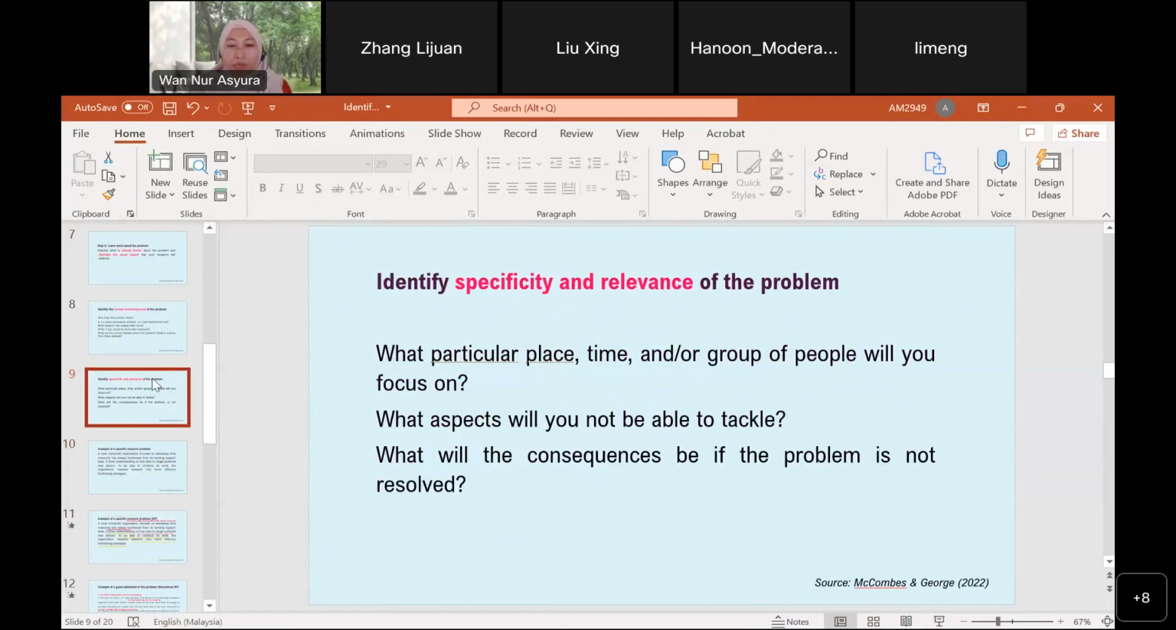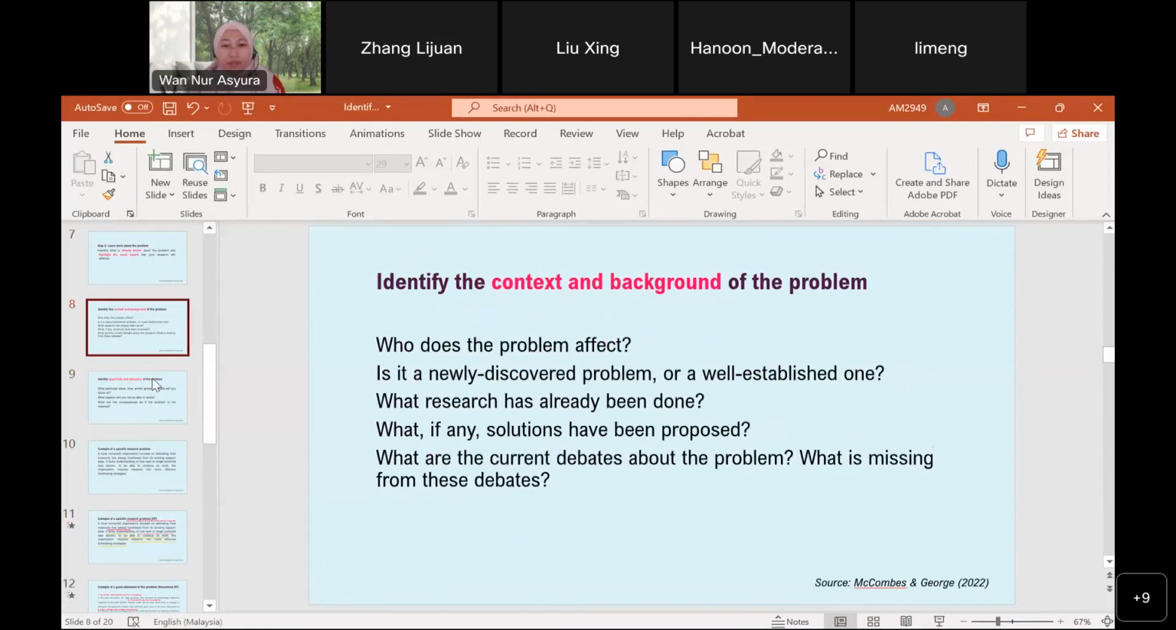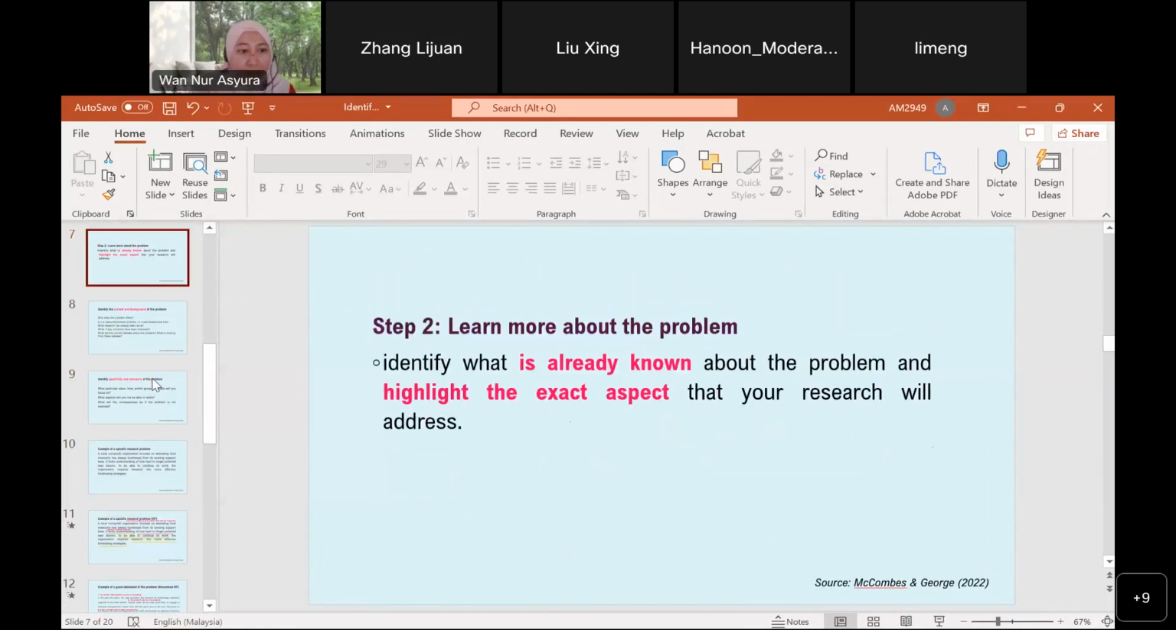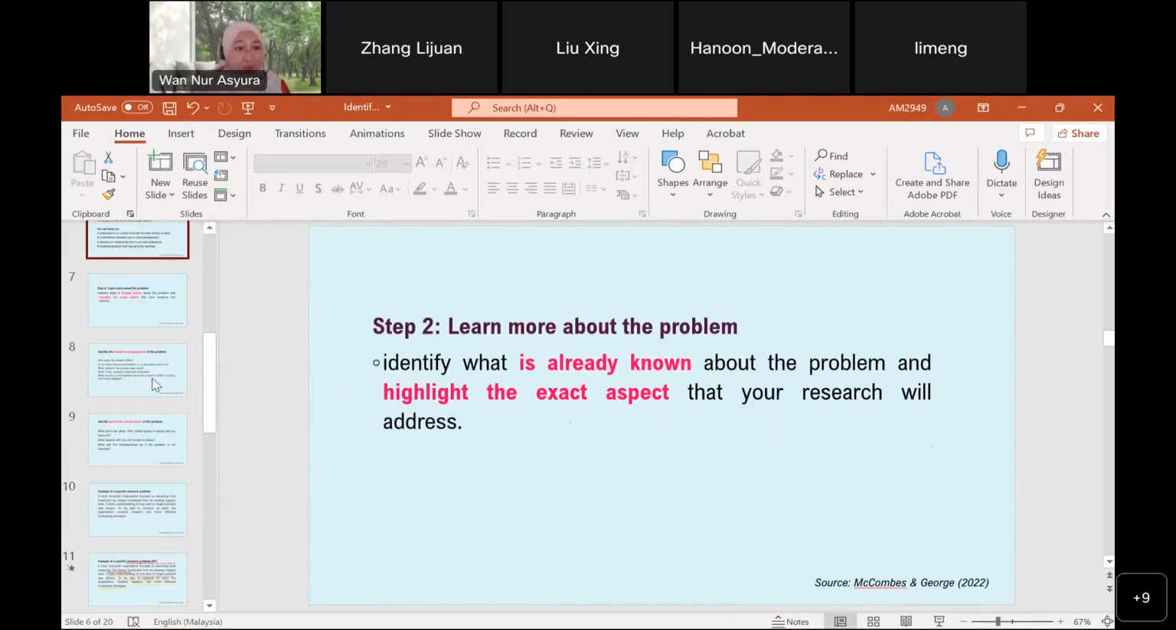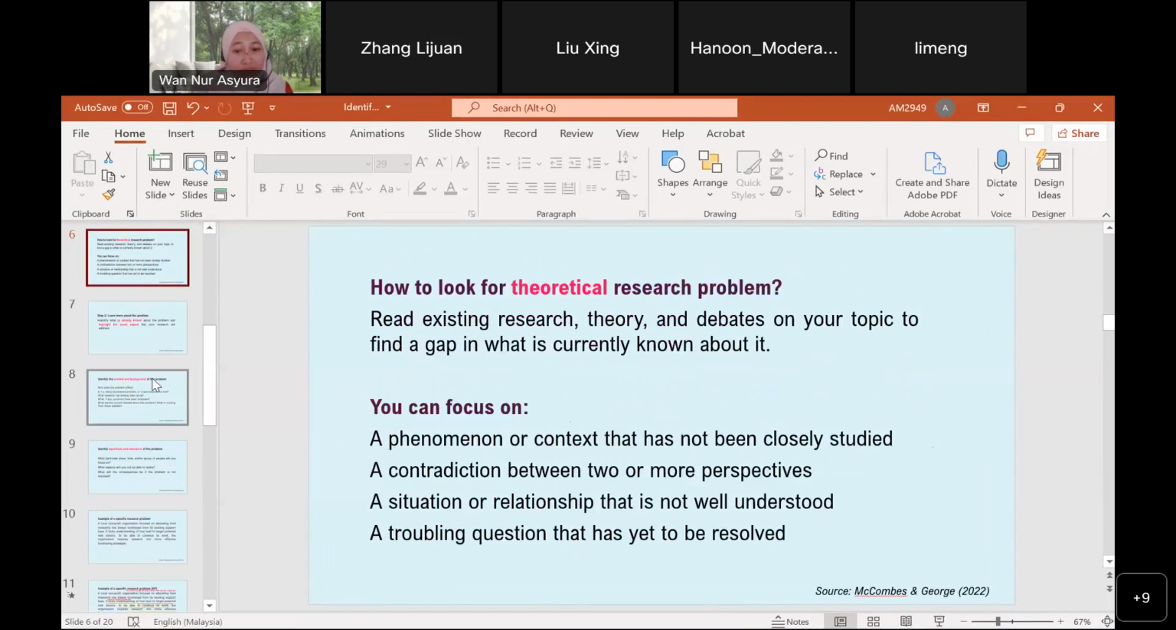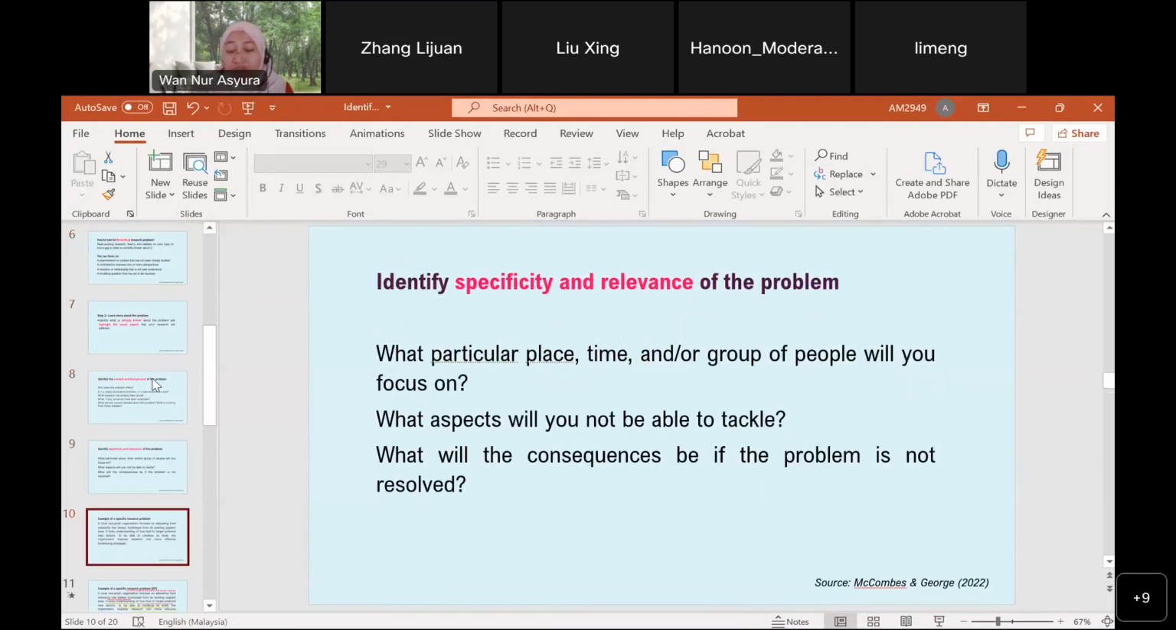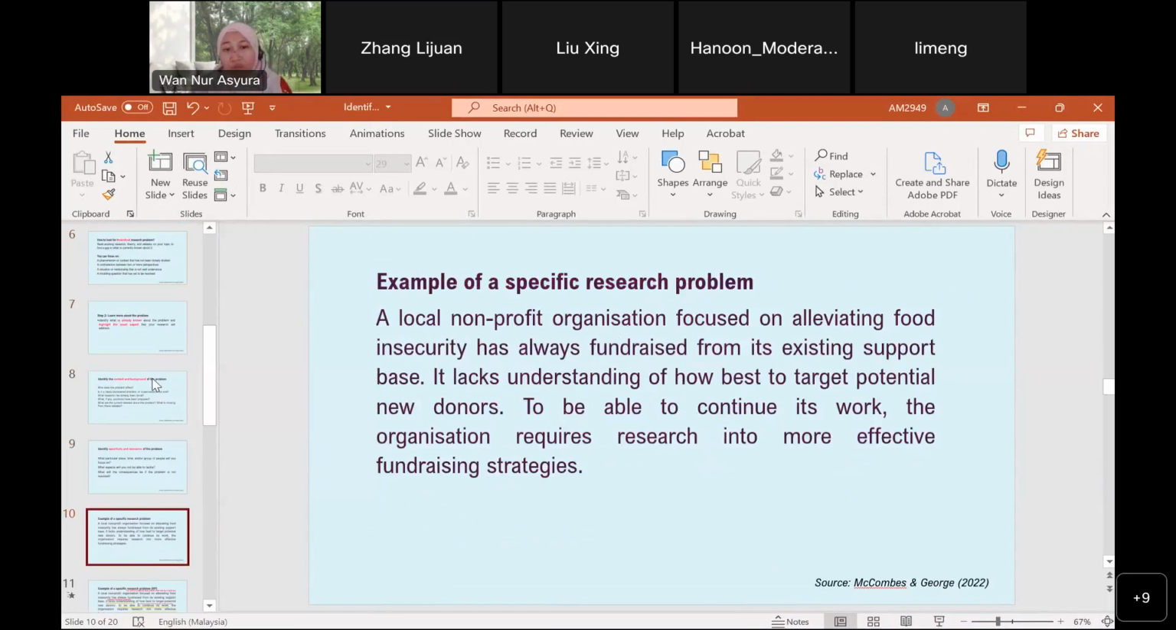Okay, so maybe you can find consequences if the problem is not resolved. Is there any evidence of what research has already been done? What are the current debates of the problem? What is already known? A phenomenon or context that has not been closely studied, contradiction and so forth, or gap. Can you find those elements, all of the elements that we discussed just now here? Anyone? If you are able to pinpoint only one, that's okay.